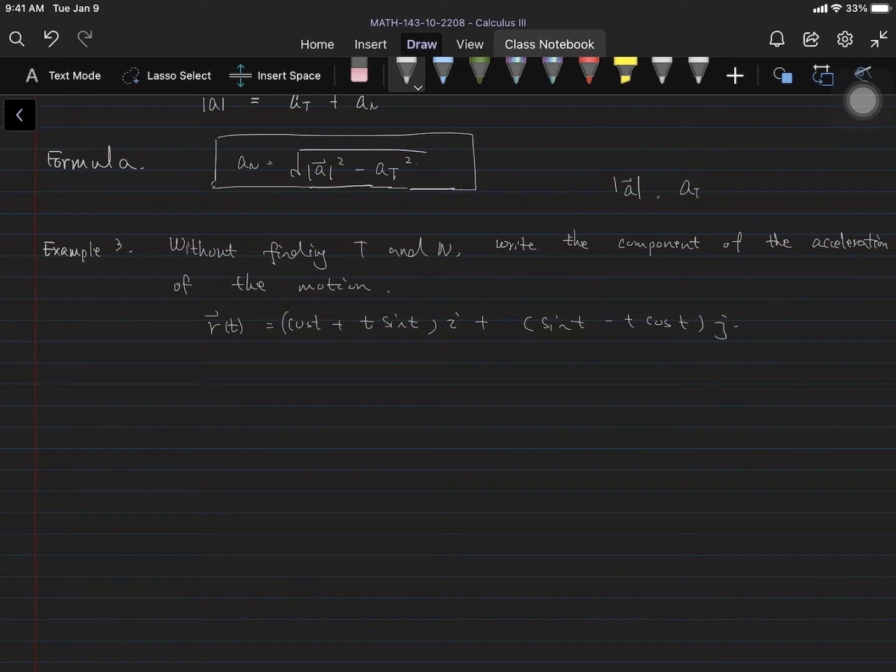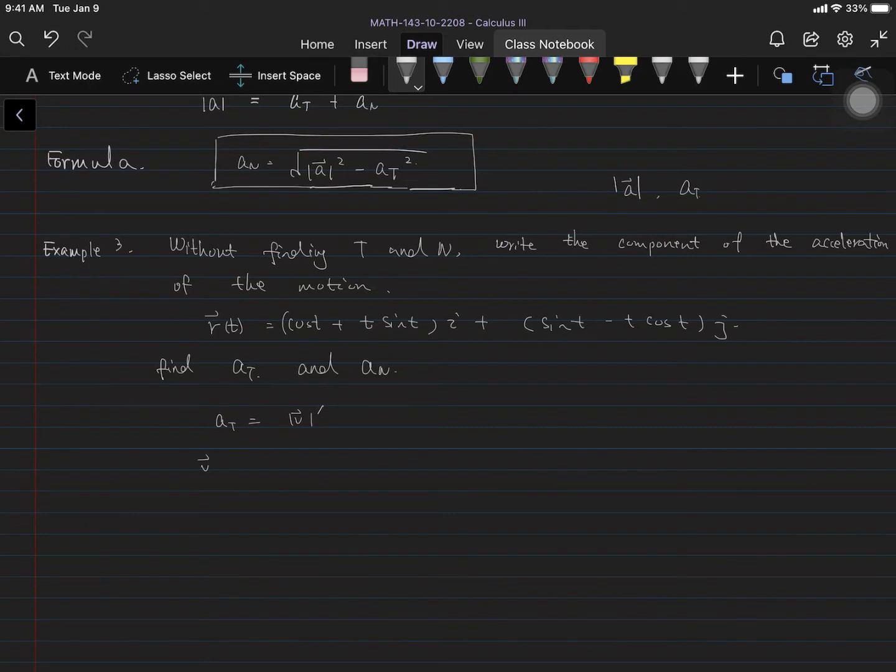Okay, so firstly, let's take a look at this r(t). What we want to find is a_t and a_n. And here, without finding the tangent vector and normal vector, we are not going to find T and N. We just want to use the formula to find a_t and a_n. So firstly, for a_t, what does that equal? The derivative of the length of the velocity vector, right?